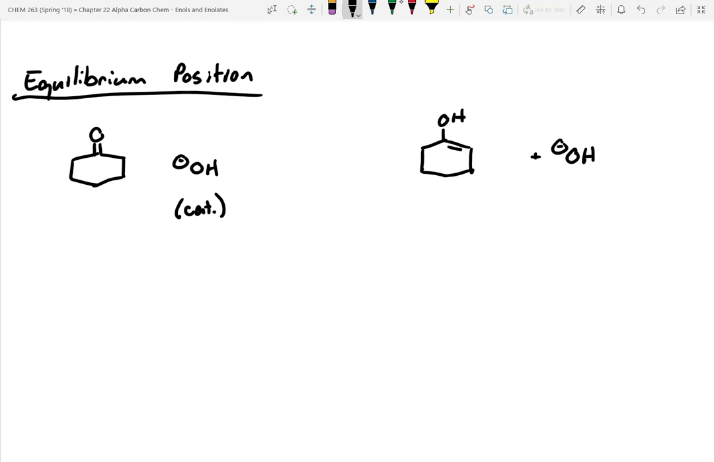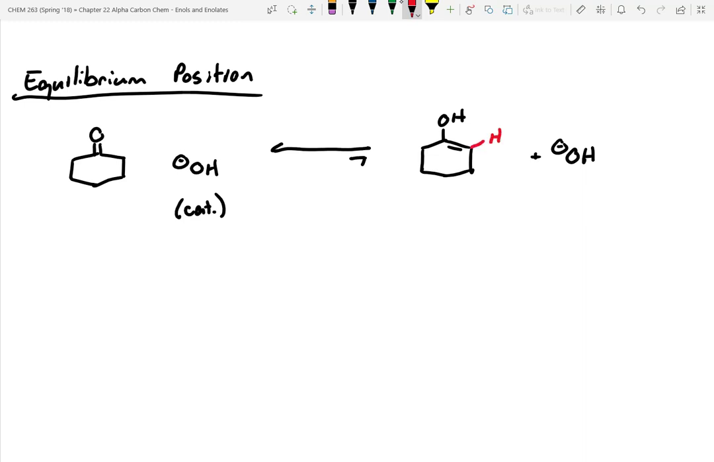Now the question is, does the equilibrium favor the starting material side or the product side on the right-hand side? In this situation, it favors the starting material side. So I'm just going to draw equilibrium arrows that are unbalanced like this to show that the equilibrium favors the starting material side. And you can actually measure this using NMR, which is pretty cool. Does anybody know which peak you would look for in NMR? That would be really unique. Stand out like a sore thumb.